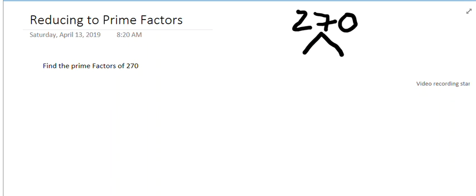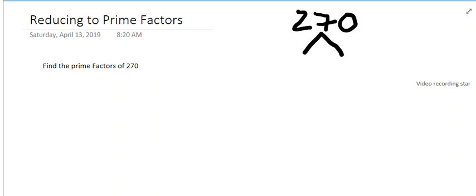Okay, class, here we go. We are going to review reducing to prime factors. So today we are going to use this example. We are going to reduce 270 to prime factors.